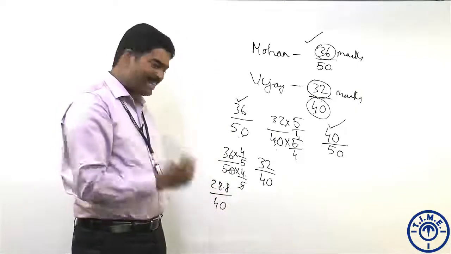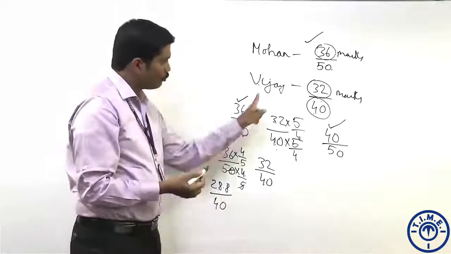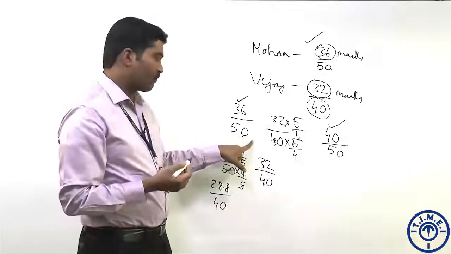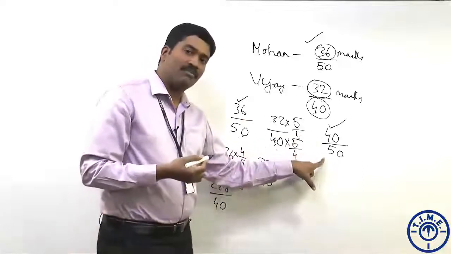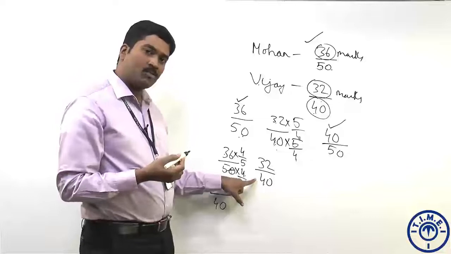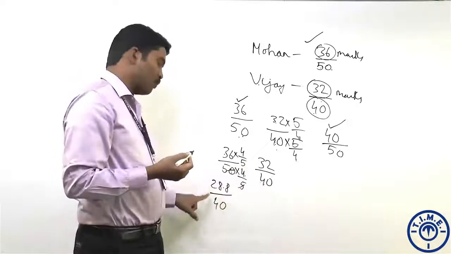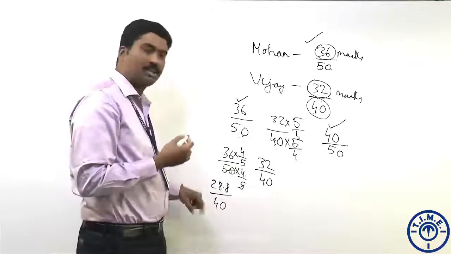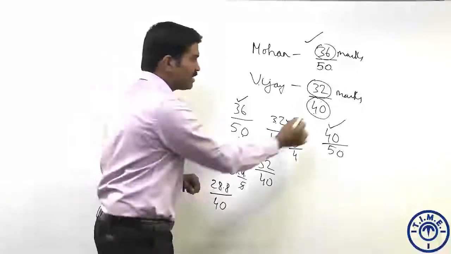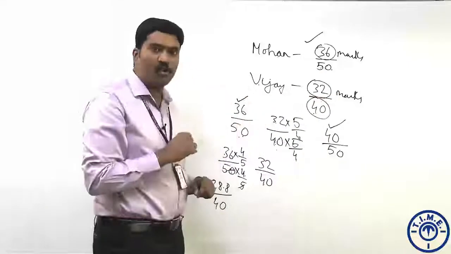So what does it mean? Here also we can again see Vijay scored more, right? Had Mohan scored 36 out of 50, Vijay would have scored 40 out of 50 on a similar paper. Similarly, on Vijay's paper, where Vijay scored 32 out of 40, Mohan would have scored only 28.8 out of 40. Now, again, the question is, why are we changing the 40 to 50 or the 50 to 40?